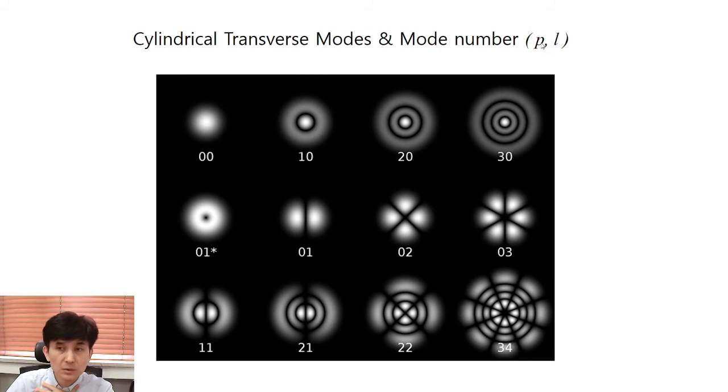When P is equal to 1 and L is equal to 0, there is one node along the radial direction and there is no node or zero crossing point along the theta. And if P equals 2, then we have two nodes. A node is the zero crossing point, which is represented by this dark circle. So we have two nodes, and if P equals 3, then we have 3 nodes, and so on. L equals 1, let's consider this later. L equals 1 means that along the theta direction we have one node.